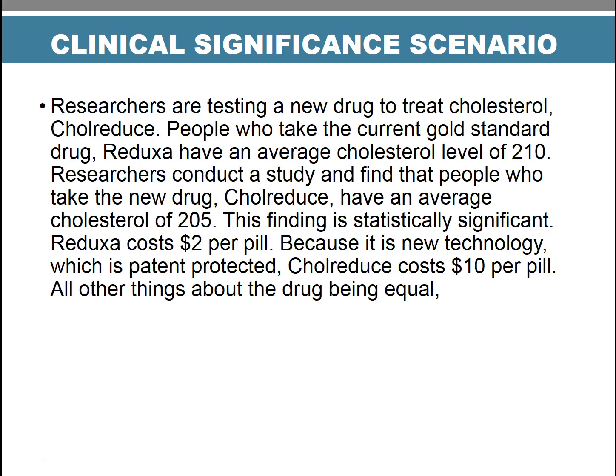So here's a scenario I want you to think about. Researchers are testing a new drug to treat cholesterol. People who take the current gold standard drug Reduxa have an average cholesterol level of 210. Researchers conduct a study and find that people who take the new drug, CholReduce, have an average cholesterol of 205. This finding is statistically significant. Reduxa costs $2 per pill. Because it is new technology which is patent protected, CholReduce costs $10 per pill. All other things about the drug being equal, do you think this finding is practically significant?